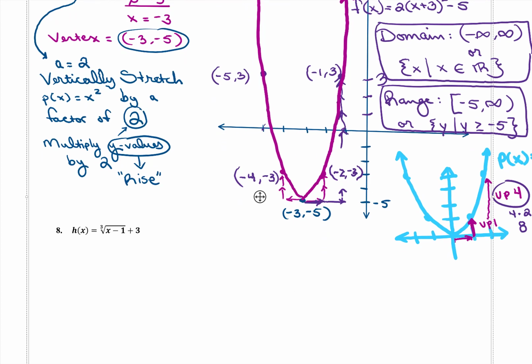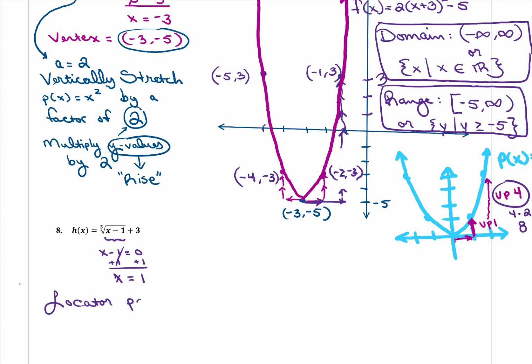Let's go ahead and graph this next function. h of x is equal to the cube root of x minus 1, and then we're adding 3 at the end of it. There is no vertical or horizontal compression or stretch occurring here. There is only a vertical and horizontal shift.